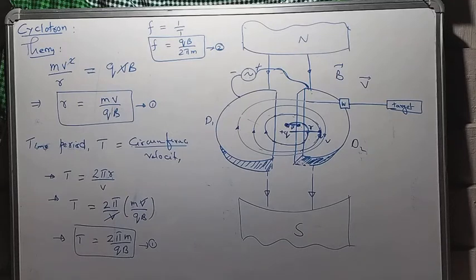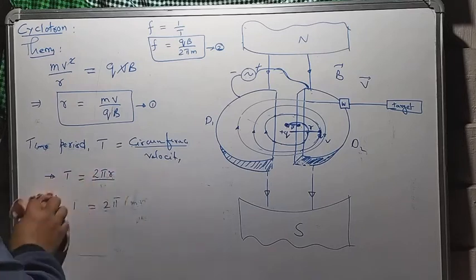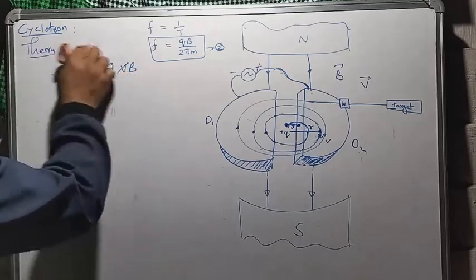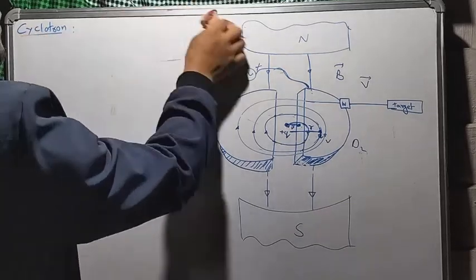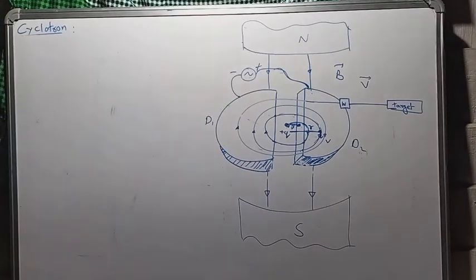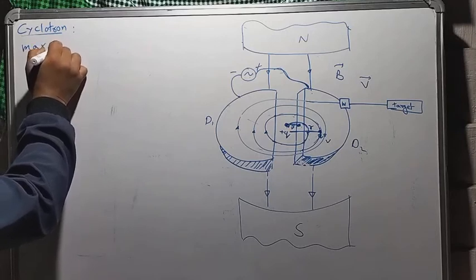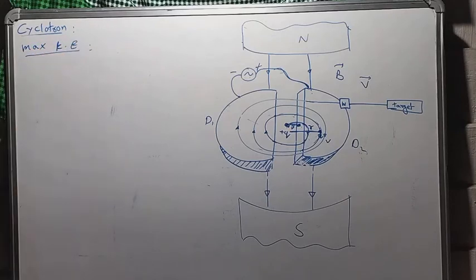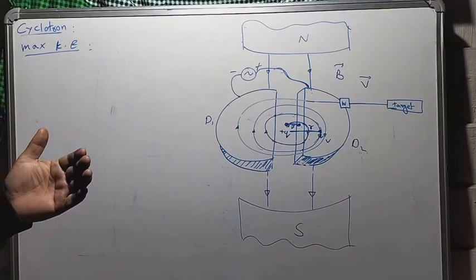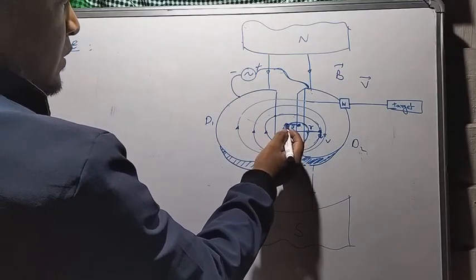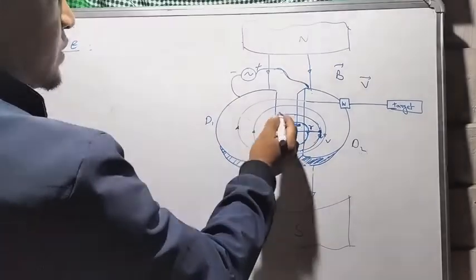Okay, alright. Now, after this, we shall see the maximum kinetic energy of the charged particle moving in a cyclotron. Okay, so maximum kinetic energy. All right. Now, suppose that this charge here is going around a circle in this way.